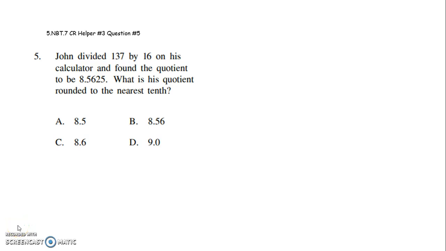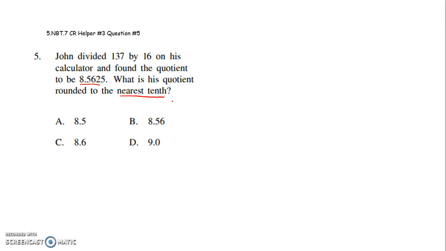All right, sixth graders, this is to help you with question 5 on your third CR. John divided 137 by 16 on his calculator. He found the quotient to be 8 and, that's tenths, hundredths, thousandths, ten-thousandths, 5,625 ten-thousandths. 8 and 5,625 ten-thousandths. What is his quotient rounded to the nearest tenth?